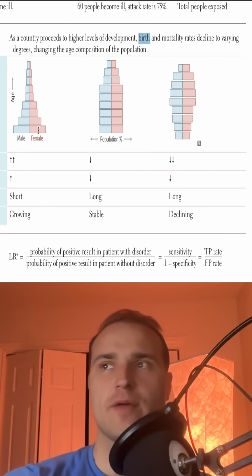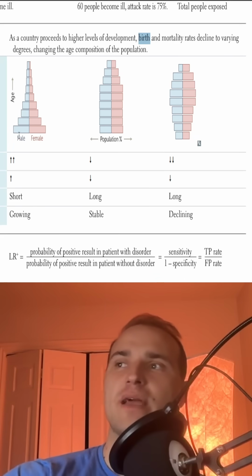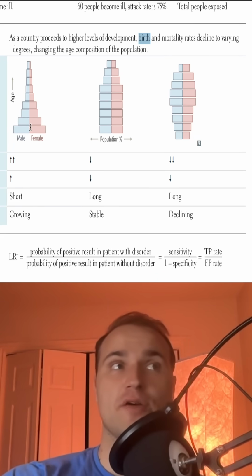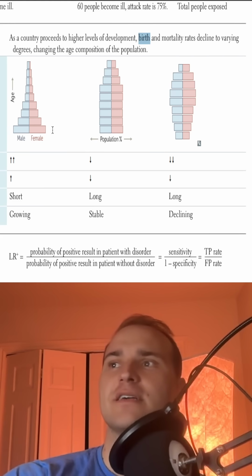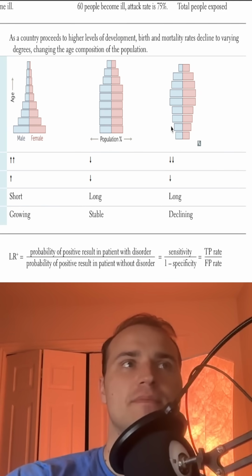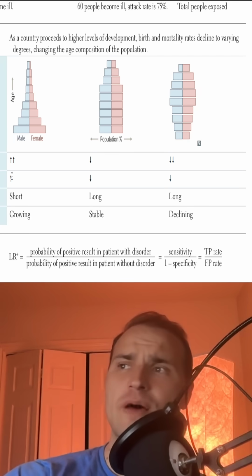Here we have male, here we have female. What does that mean? It means that if we have a big bottom here, then we have a lot of births happening. So the birth rate is going to be this arrow here. Birth rate is going to be decreased here because as you can see, the bottom is shorter. And here the birth rate's way decreased because look at that bottom. Okay, it's super small.